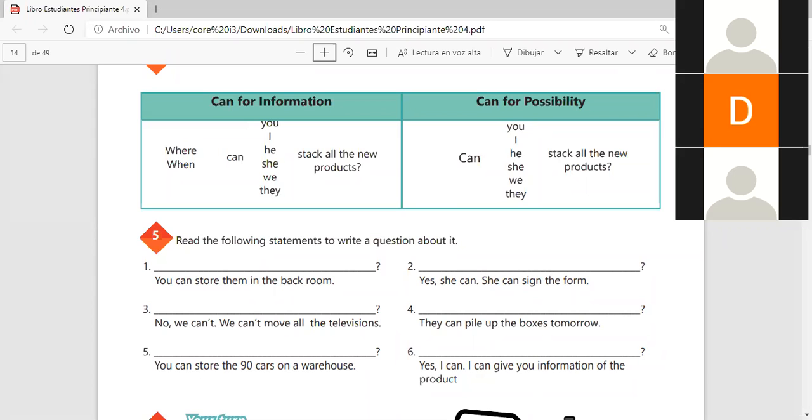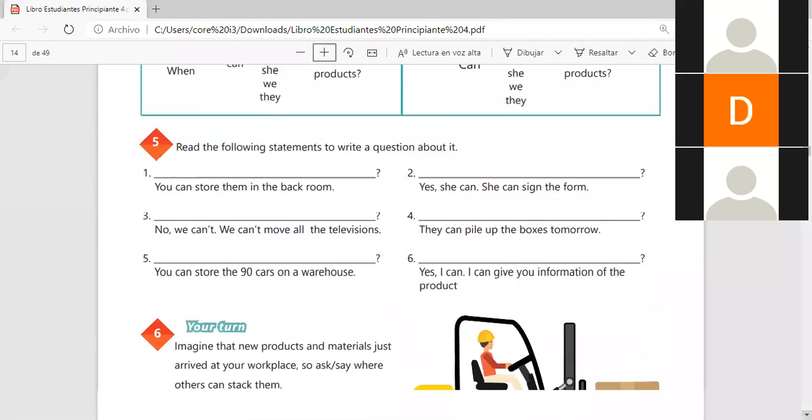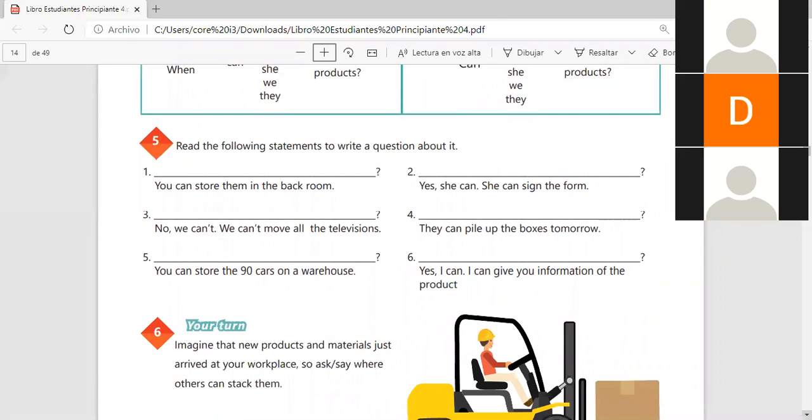Good. Now let's see. Here you have some exercises that you have to complete. You will read the following statements to write a question about it. So it means that you have the sentence, but you need to write the question. So the sentence says, you can store them in the back room. Remember that store means almacenar. So what do you think is the question, guys?